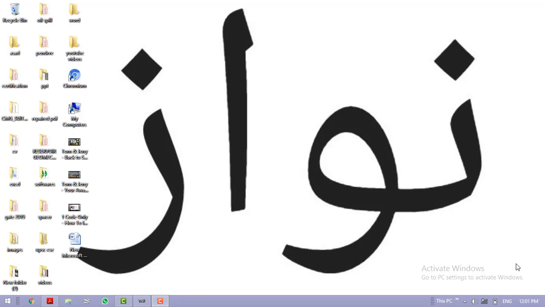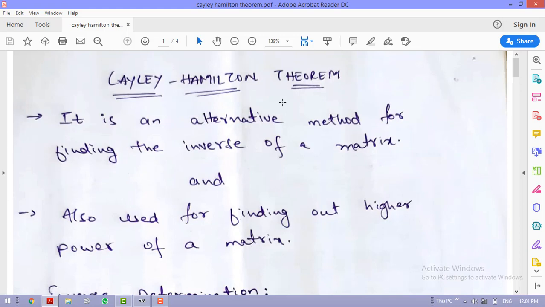So in today's video we are going to see the last part of eigenvalues and eigenvectors, which is nothing but the Cayley-Hamilton theorem. So let us see what it is. Without writing any kind of theorem or proving it, I'm just telling you whatever is useful for GATE purposes.